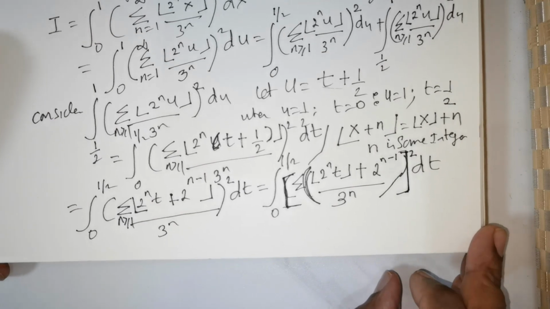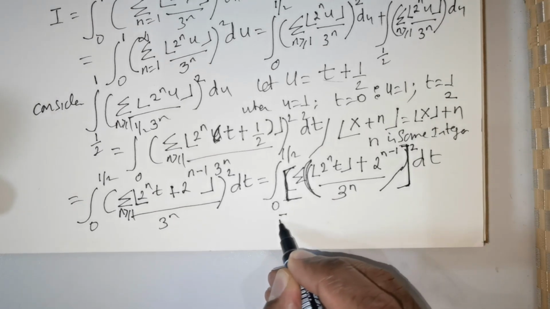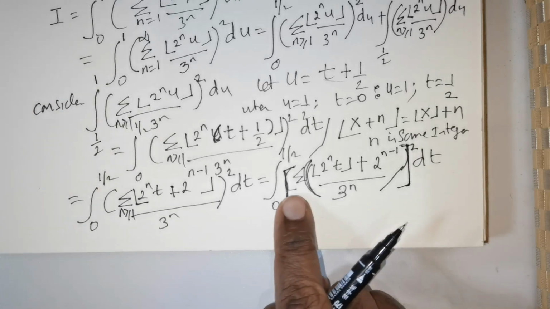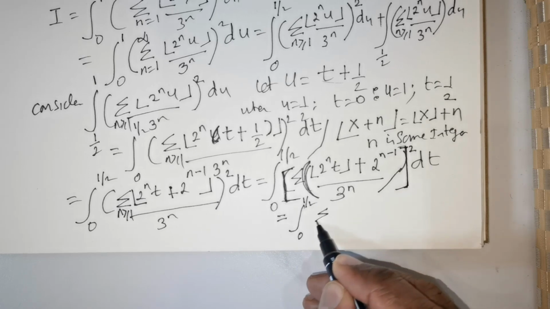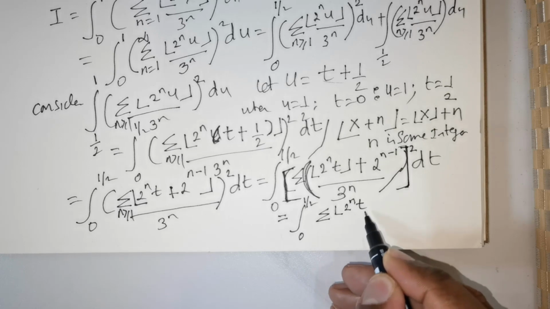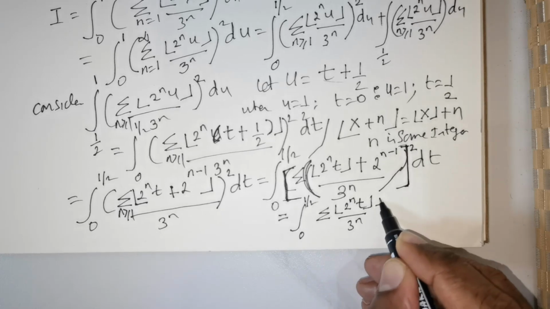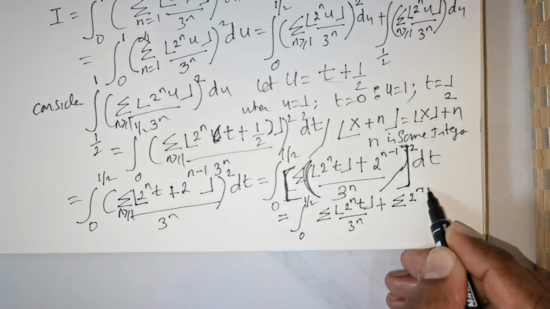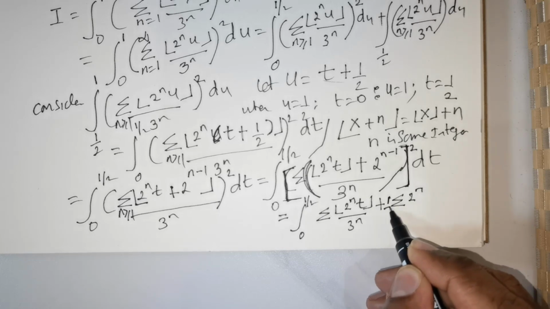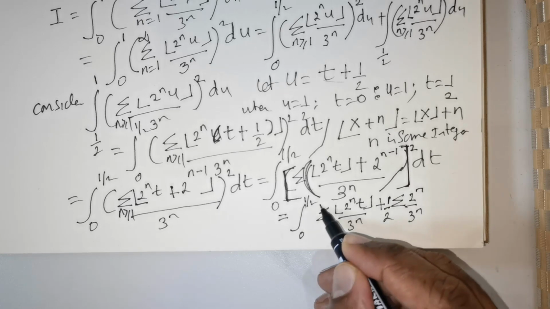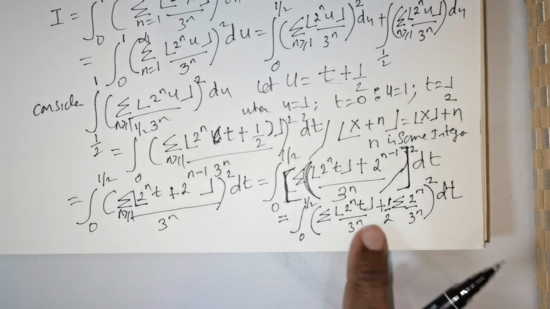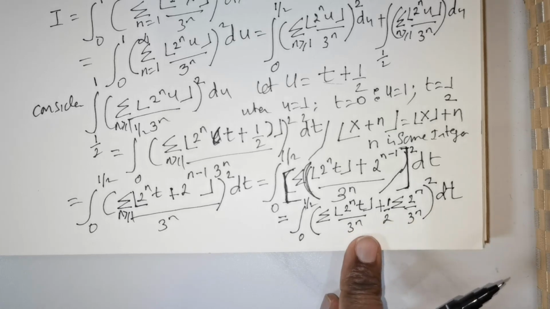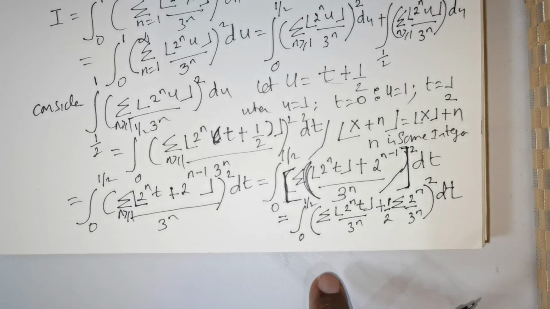Okay. Now I will have to go to the next page, but before I do, let me put in one more step. I would like to bring the sigma inside. So this is going to be the integral from 0 to 1 over 2 of sigma floor of 2 raised to the power of n times t divided by 3 raised to the power of n, plus sigma 2 raised to the power of n negative 1, that's going to be 1 over 2, so let me place that 1 over 2 here, divided by 3 raised to the power of n. Now this entire quantity is raised to the power of 2 times dt. So this is what we have to evaluate. Now I have run out of space, so I need to change to the next page.